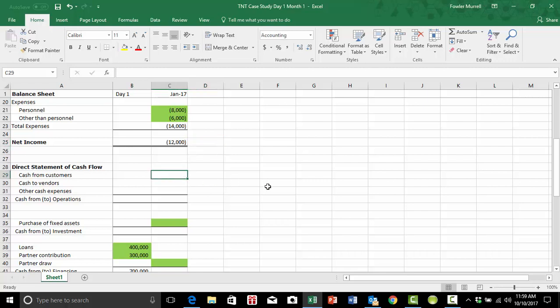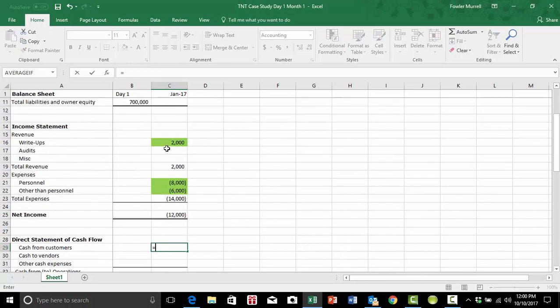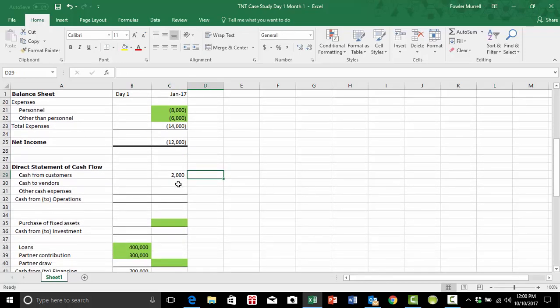Cash from customers. Cash from customers is equal to the revenue. We booked revenue of 2,000 and they paid us right away, so cash from customers is linked to this. Cash from customers is 2,000. Cash to vendors, and this is negative cash. This is cash going out. This was the cash that we paid for the rent and for the utilities and for the phone. So that would equal 6,000. That's negative. That's what we want. We want the cash going out to be negative.